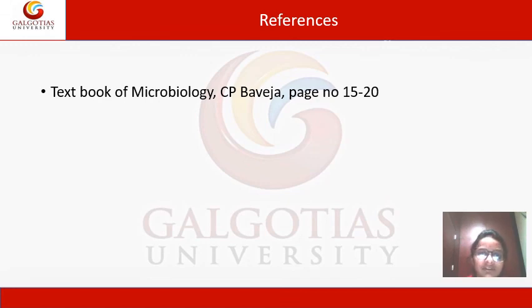Bacterial cell structure. So this is all. This is again the reference from which I have taken this topic. We have studied and discussed the bacterial cell structure. I think it is clear to all of you.